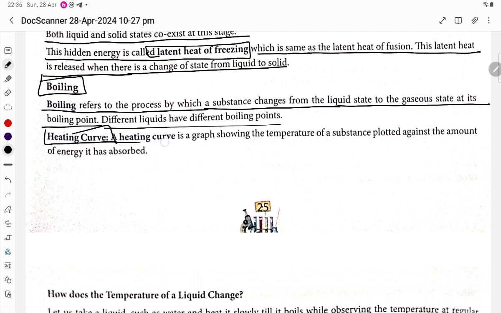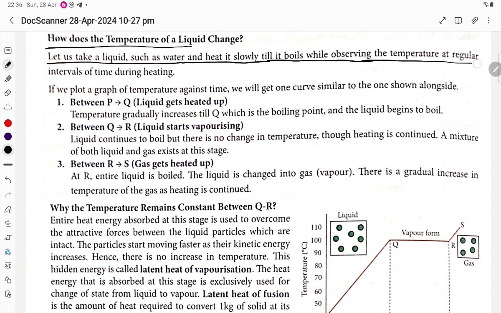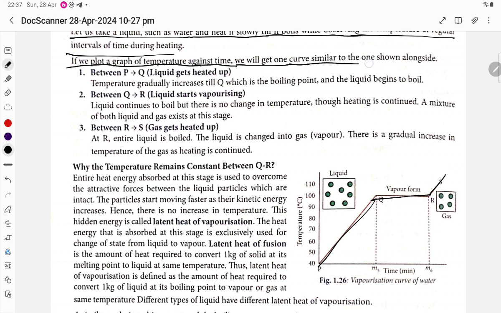Heating curve. A heating curve is a graph showing the temperature of a substance plotted against the amount of energy absorbed. How does the temperature of the liquid change? Let us take a liquid such as water and heat it slowly till it boils, while observing the temperature at regular intervals of time. We plot a graph between temperature and time. We will get a curve similar to the one shown alongside.